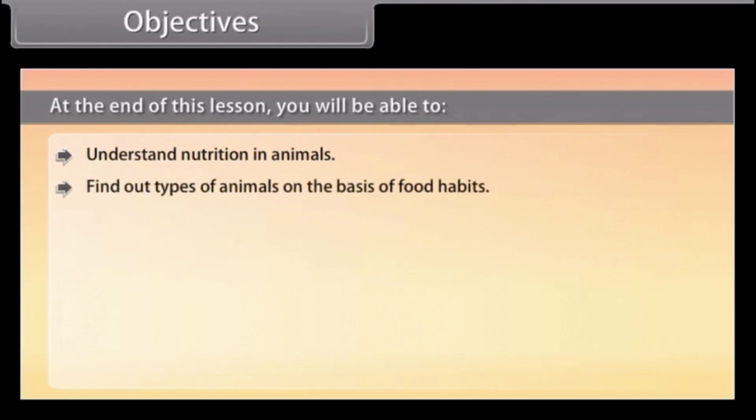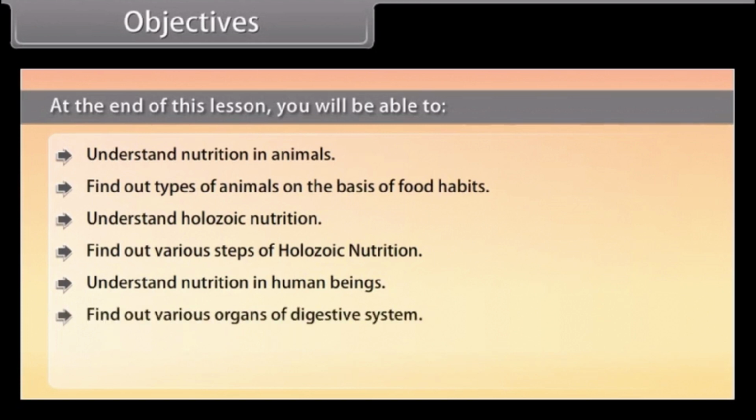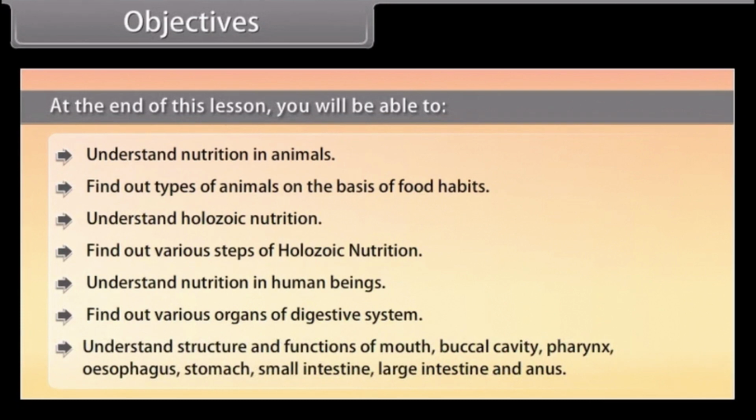Objectives. At the end of this lesson, you will be able to understand nutrition in animals, find out types of animals on the basis of food habits, understand Holozoic nutrition, find out various steps of Holozoic nutrition, understand nutrition in human beings, find out various organs of the digestive system, and understand the structure and functions of the mouth, buccal cavity, pharynx, esophagus, stomach, small intestine, large intestine, and anus.